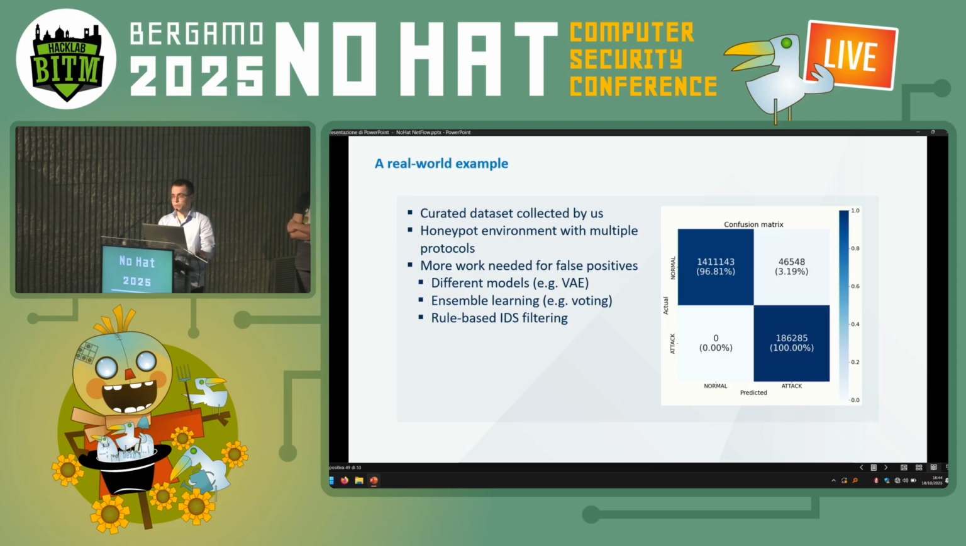We could try, for example, different or more complex models, such as the variational autoencoder, which is a variant of the more traditional autoencoder. Or we could try ensemble learning, for example, a voting mechanism between multiple models. But in the end, such a model could be complementary to more traditional rule-based IDS filtering.